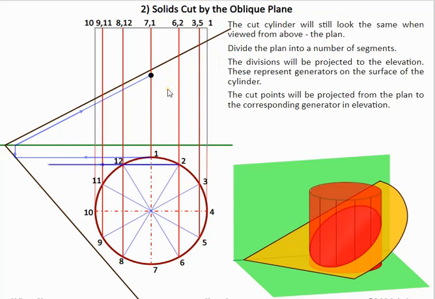Now the reason we're doing it in this method this time is because we're saving the amount of construction lines we have to do. Because if we were to bring point 1 or point 2 up here, point 3 up here, point 4, we'd have different lines for each of these.